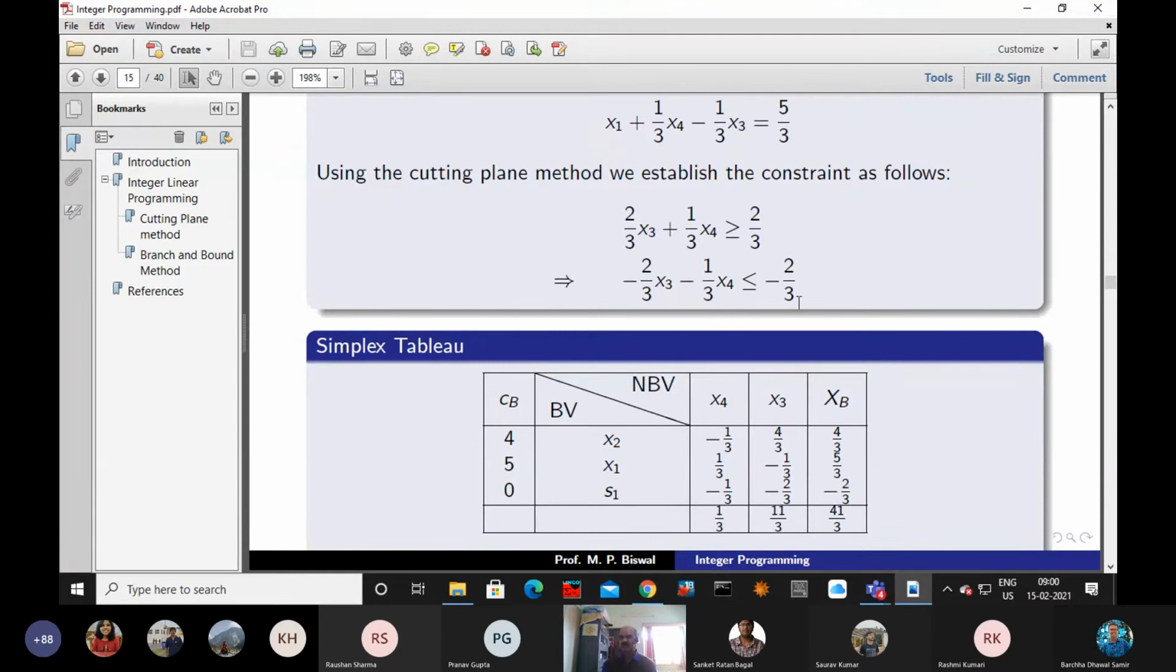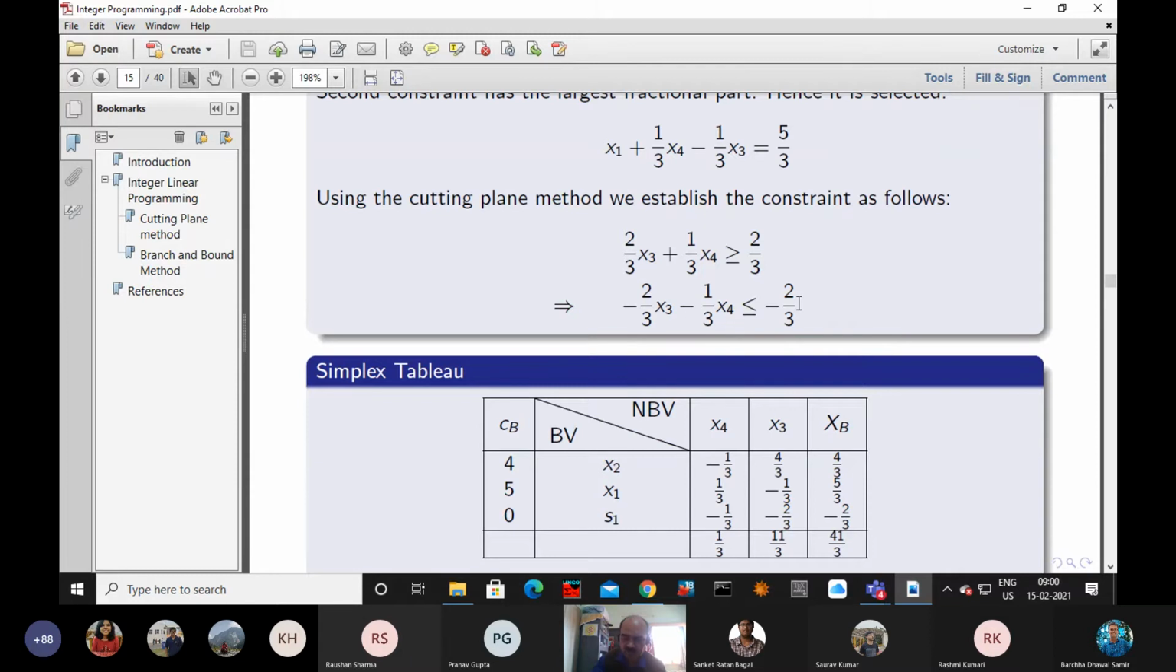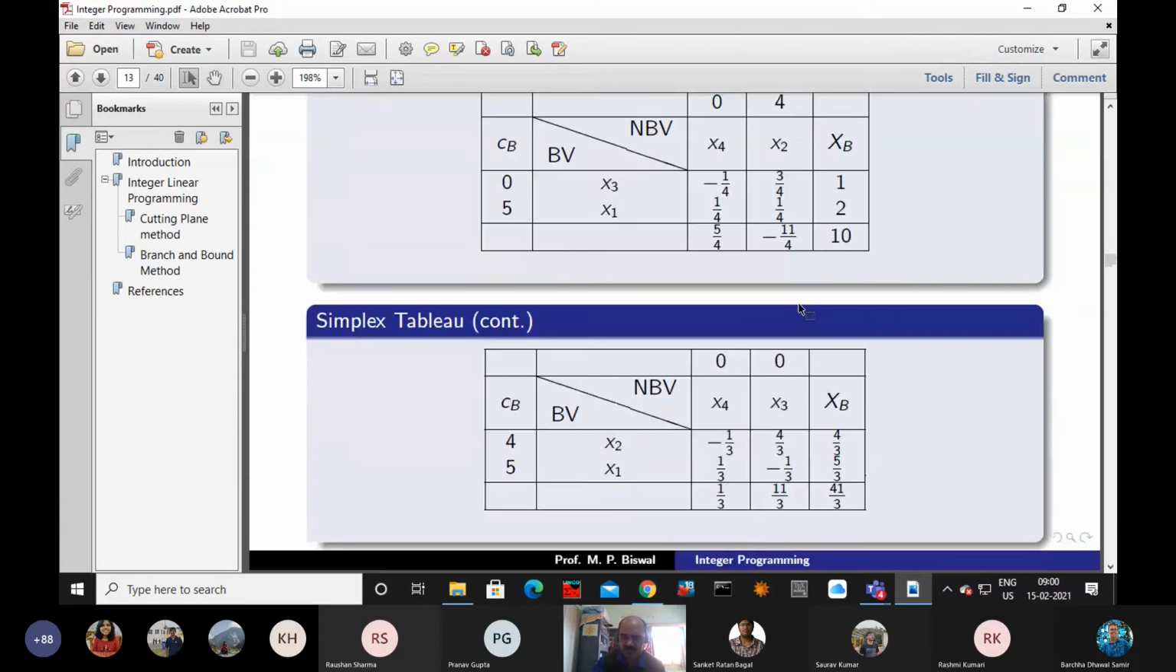Since it is a slack variable, this constraint we will just include in the last simplex table, the one which is optimal. So insert one more row. There are two rows, the basic variable row x2 and the basic variable row x1. Now you include one more row, that is the basic variable row S1. So there will be three rows because one additional constraint, our cutting plane, has been included.